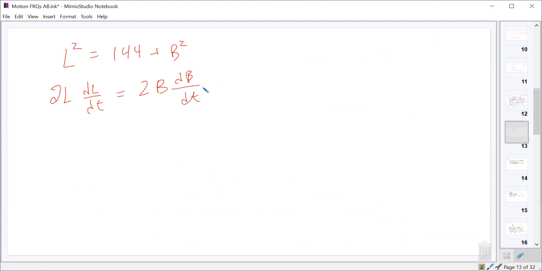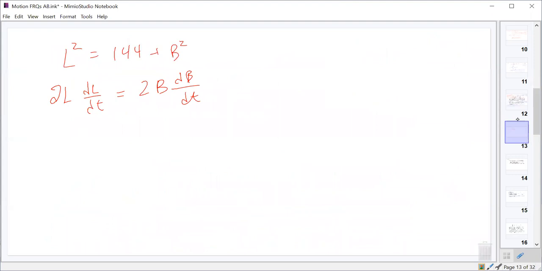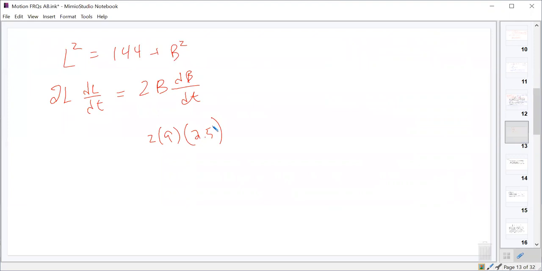Everybody good there? And we're talking about at what time? t equals 40. So at t equals 40, his position is 9, so that's our b value there. And what is our db/dt value at t equals 40? 2.5. It should be our velocity. dL/dt is what we're looking for. 2 is just 2. What is L at that time?